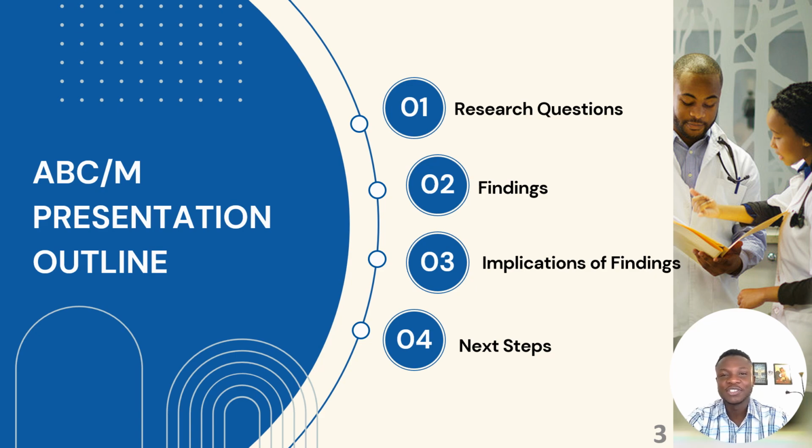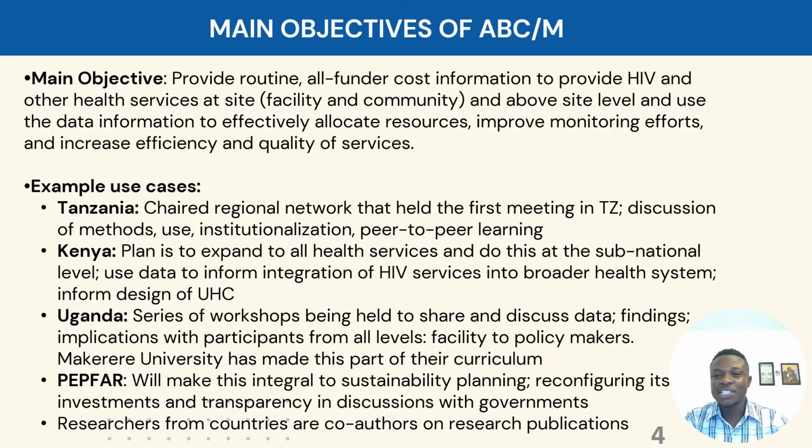findings from both countries. The main objective of the ABCM is to generate cost information to provide HIV and other health services and use the data to effectively allocate resources, improve monitoring efforts, and increase efficiency and quality of services.